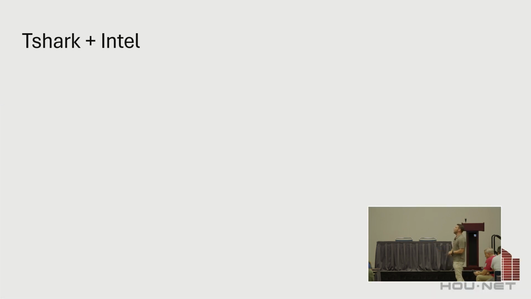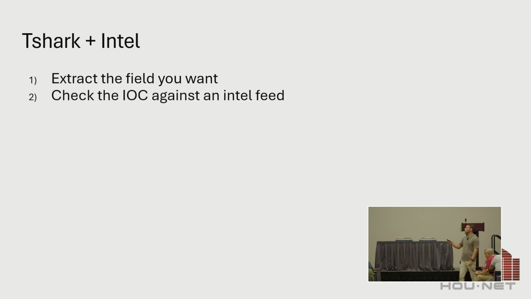Using Intel in packet captures is a hard thing to do without relying on commercial software, Corelight and your NDRs and all this sort of fun stuff. But we can actually do that using TShark. So first thing we need to do, extract the field you want, DNSQuery.name, IP addresses, whatever we want. Check that IOC against an Intel feed. Little bit of legwork there. We have to write the one-liner or the command to do this. But once you do it once, it's essentially automated at that point, right? And then we profit. We get hits.